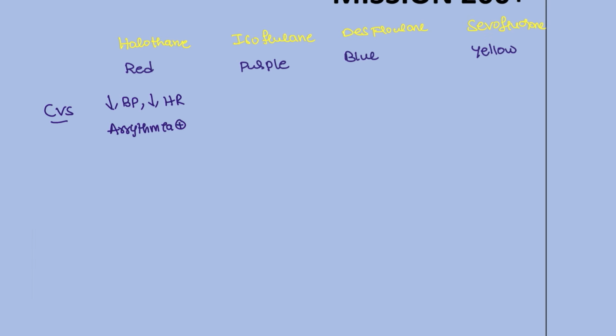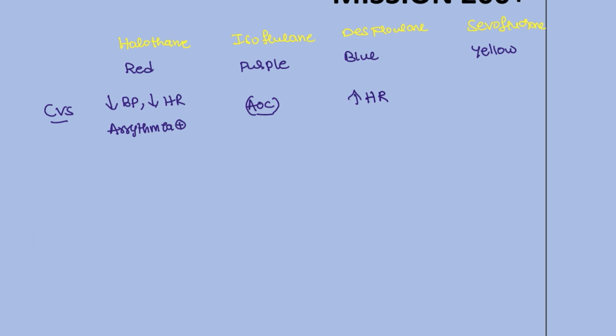Next, coming to isoflurane. Isoflurane can be given as a choice because it does not change the heart rate and does not affect the BP. This can be given as an agent of choice. AOC means agent of choice. Next, desflurane can increase the heart rate.